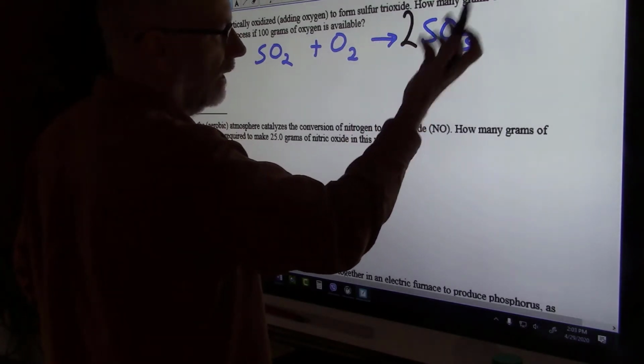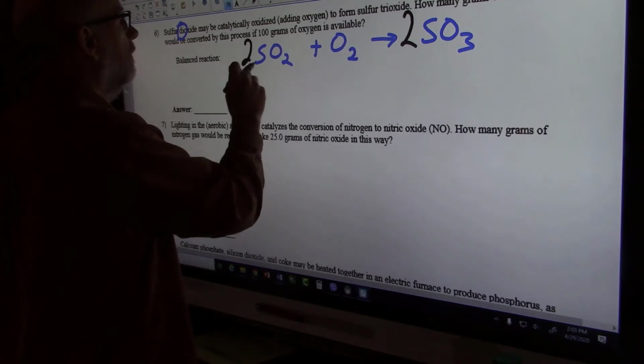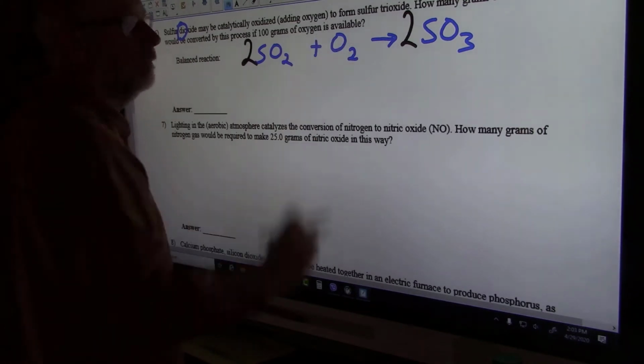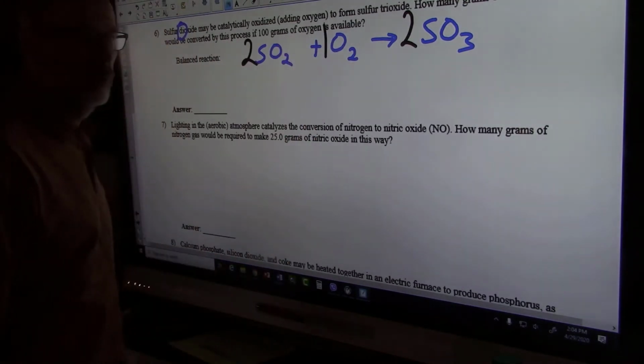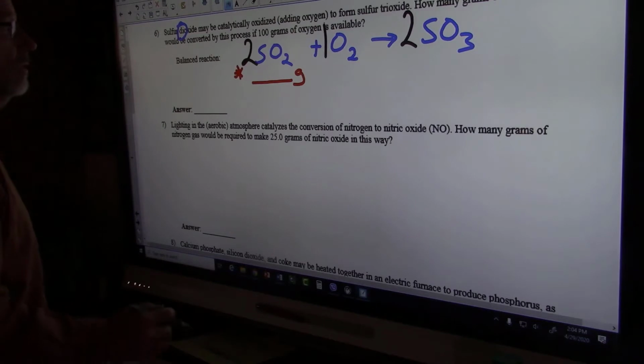So 2 sets of 3, that's 6. Let me see if that works. If I had 2 sets of 3, that'd be 6. 2 sulfurs, I need 2 sulfurs. I have 2 sets of 2 is 4 plus, oh, yep, worked. It's a 2 to 1 to 2 mole ratio. How many grams of sulfur dioxide would be converted by this process if 100 grams of oxygen is used?